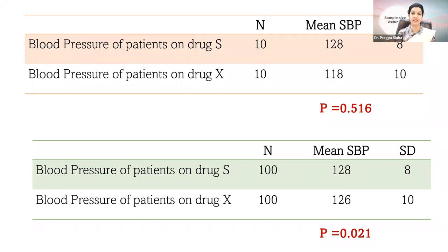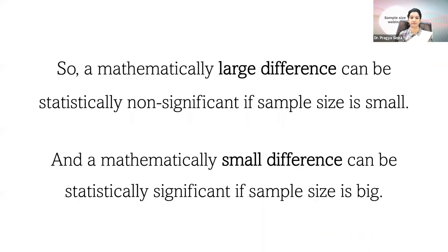Whereas the second study was done on 200 individuals, randomized into 100 and 100 in each of these arms. And you can see it is statistically significant. So in the second case, what you are seeing is that it is not clinically significant for you, but it is statistically significant. Whereas in the first case, it is clinically significant for you, but statistically it is not significant.